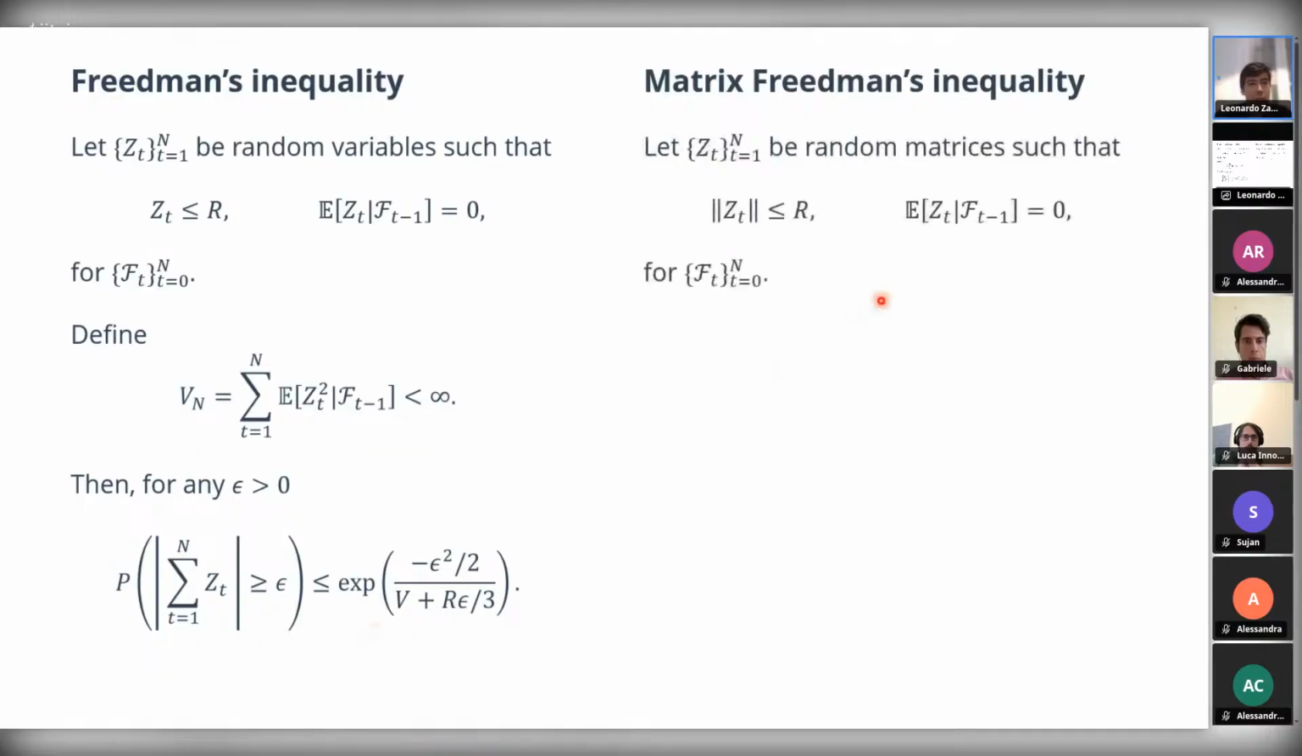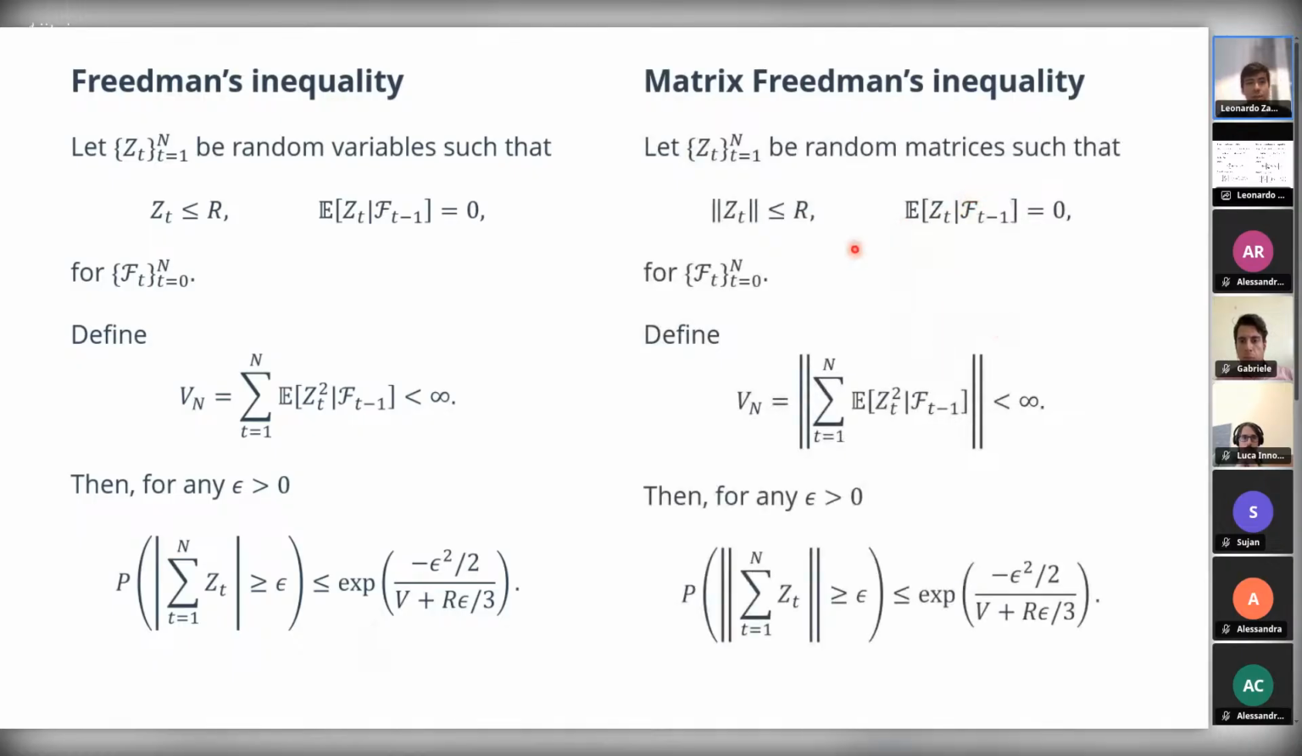Okay, so this was for numbers. For random matrices, which is what we use in quantum state tomography, our estimators are not numbers, they are Hermitian matrices. In this case, we ask these matrices to have a bounded norm, to have 0 conditional expectation, and that the norm of this sort of variance is some finite number. And then we have the same concentration, basically saying that the sum of these matrices is not so large in probability.